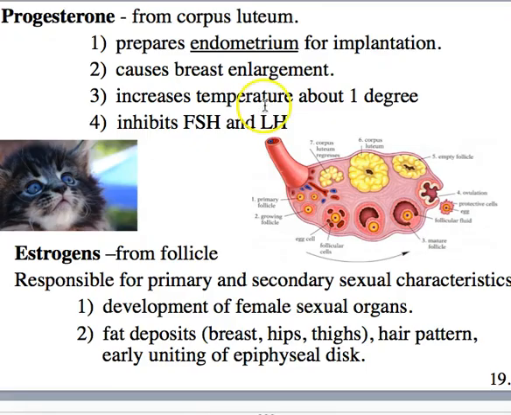So whatever. What does that do? Remember it takes 72 hours for the egg to get through the fallopian tubes and into the uterus. So what the progesterone that's being produced by the corpus luteum does is it's like, heck yeah, let's make sure baby making happens. It causes breast enlargement to try and attract a male.